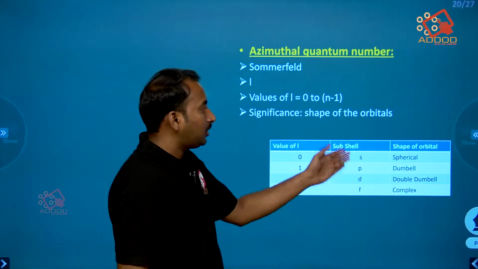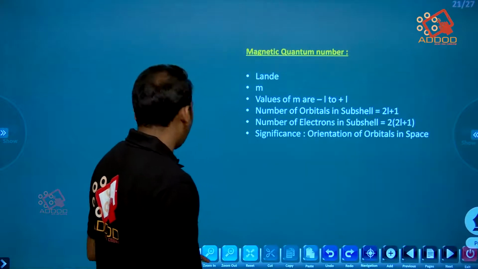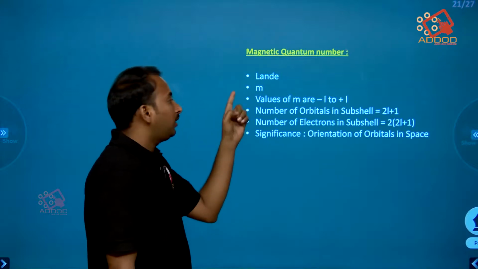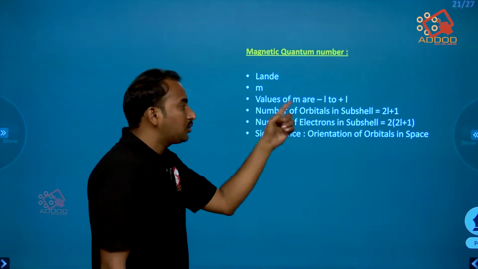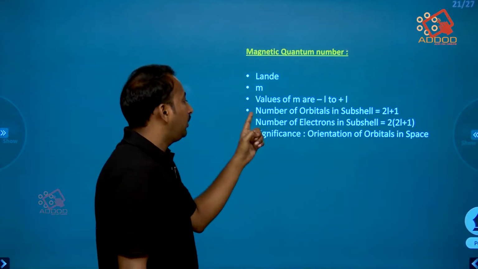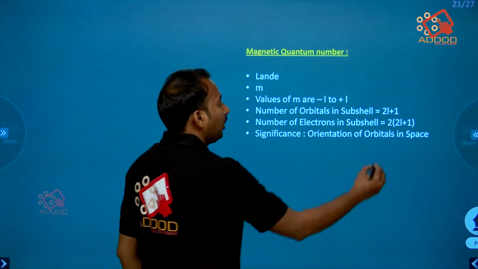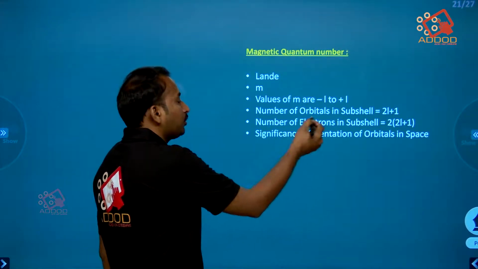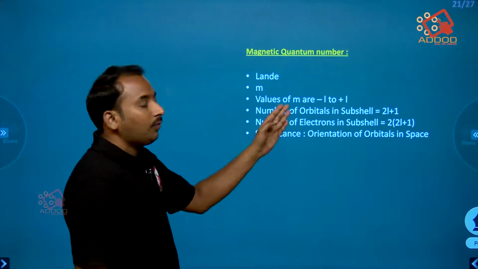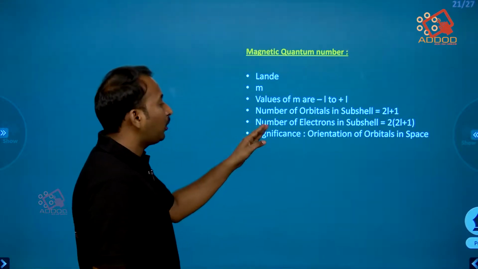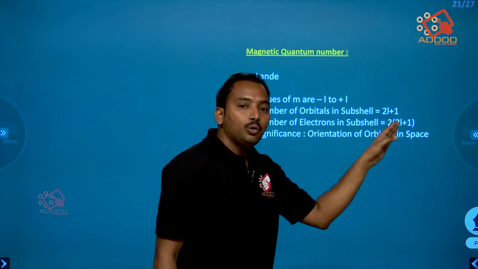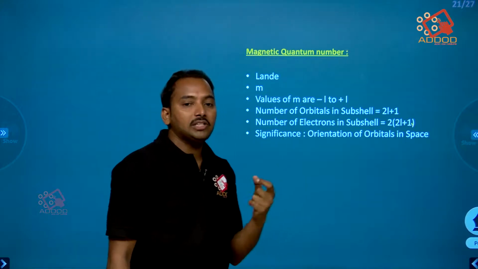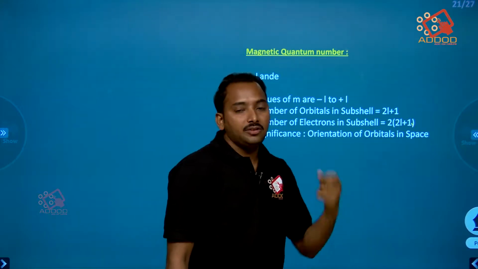And we will see the orbital structure also. The next quantum number is the magnetic quantum number. The magnetic quantum number was proposed by Lande, and it is denoted by small m. The m values are minus l to plus l, and the number of orbitals in the subshell is given by the formula 2l plus 1, where the l value is 0, 1, 2, 3, 4. We substitute the l values and we get the number of orbitals in the subshells, and also the number of electrons in the subshells is 2 into 2l plus 1. And the next significance: the magnetic quantum number tells about the orientation of orbitals in space.